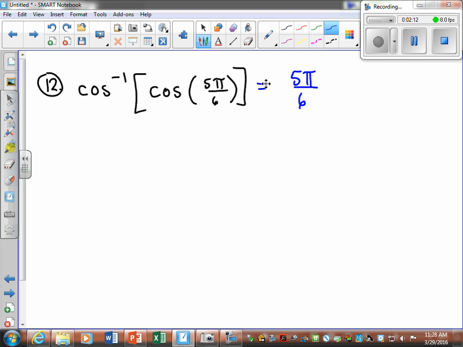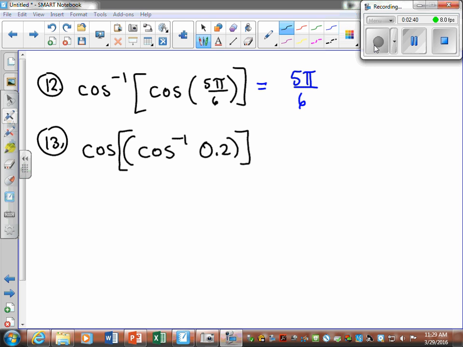And if you want to think about it like addition and subtraction, the inverses undo each other. This is going to leave us with 5 pi over 6 if this value is in our cosine inverse region, which is what? The top portion of our unit circle. So is 5 pi over 6 in our highlighted region? Yes, so that gets to be an answer. What about the next example?